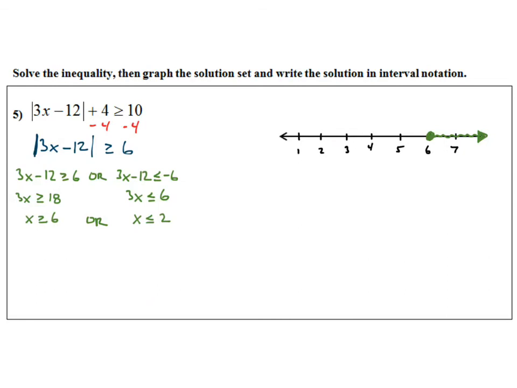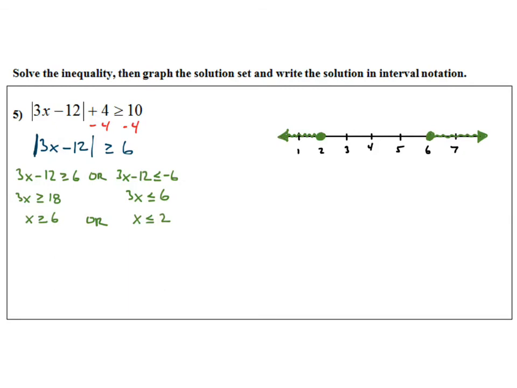At the same time, it says, or I could have x being less than or equal to 2. So that means that it could be 2, or it could be anything less than 2. So I'll shade going down my number line in this direction. So that's the graph of my solution set. And now I want to do my interval notation.